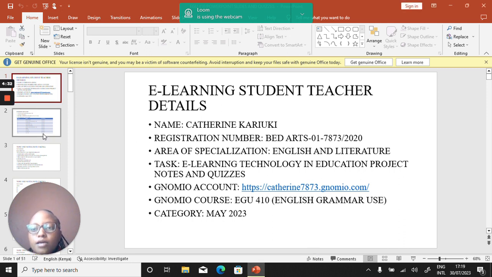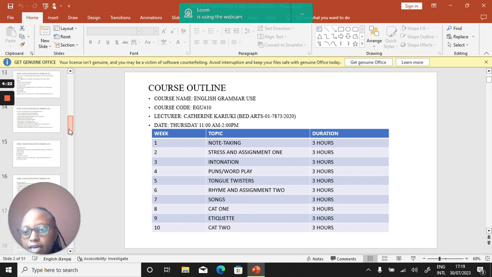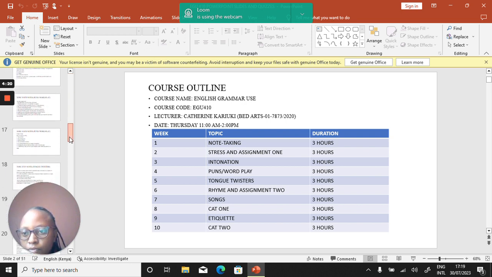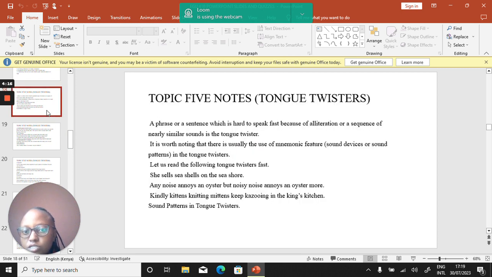So as you can see in the course outline, we are now in topic 5, tongue twisters. So I'm going to take you through topic 5, and we are going to learn about tongue twisters. So what is a tongue twister?